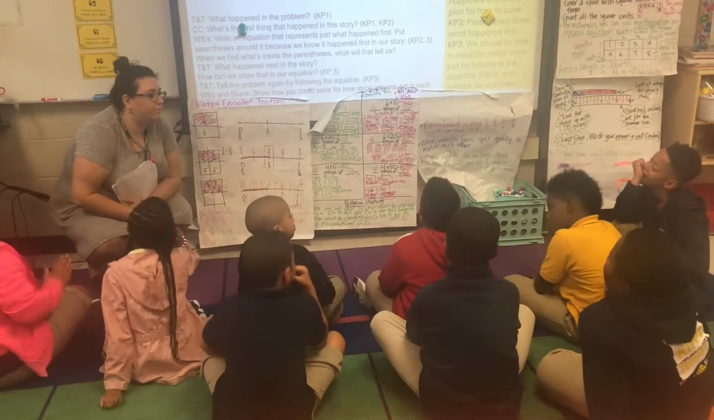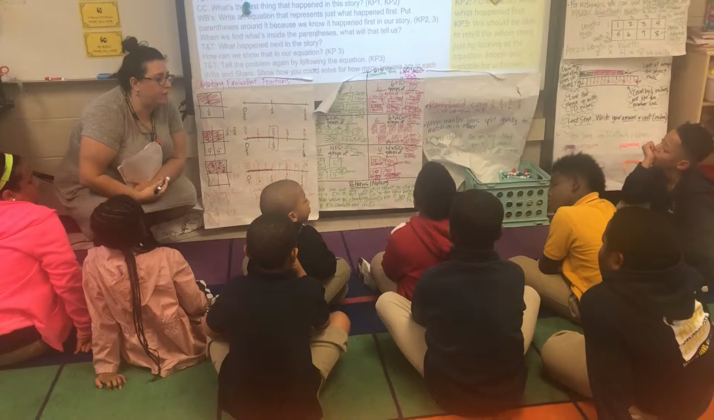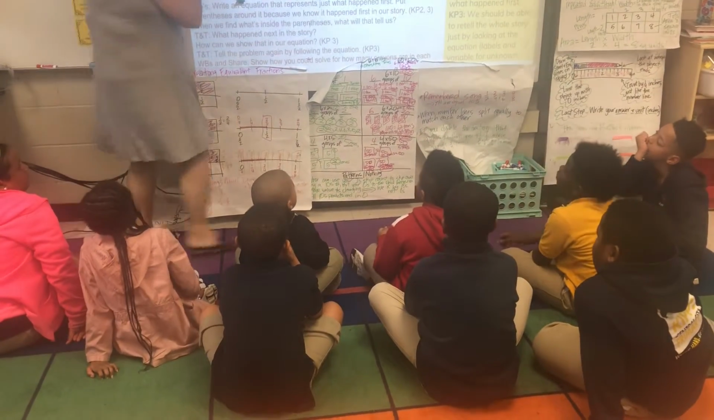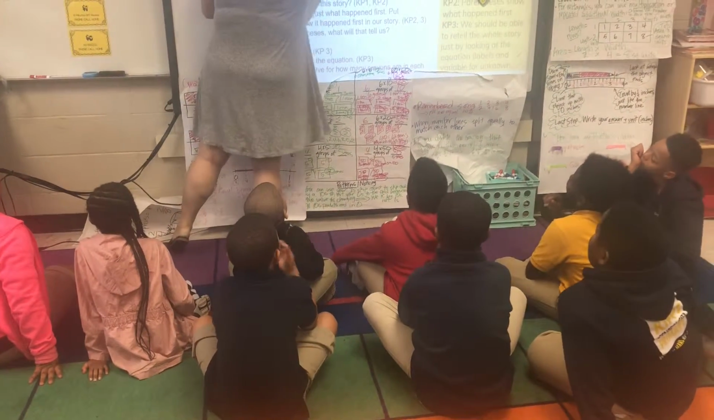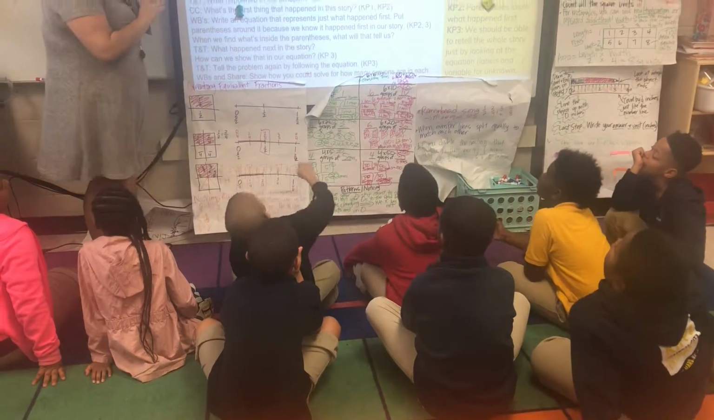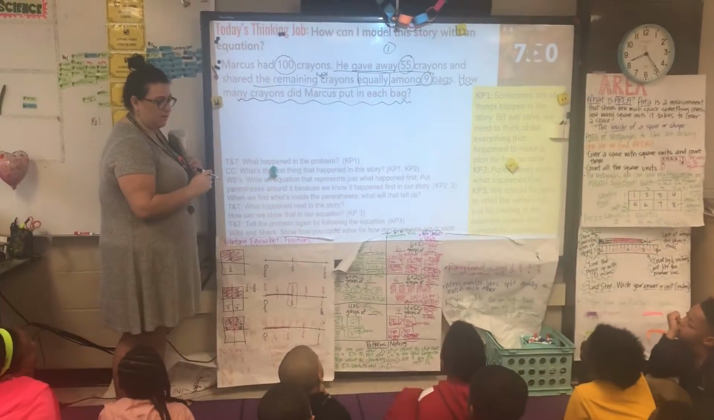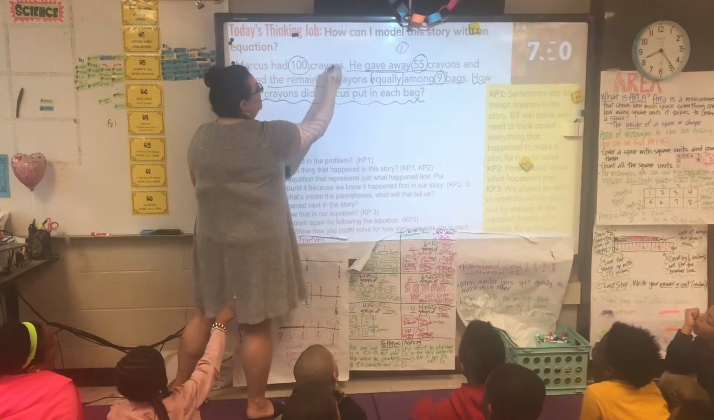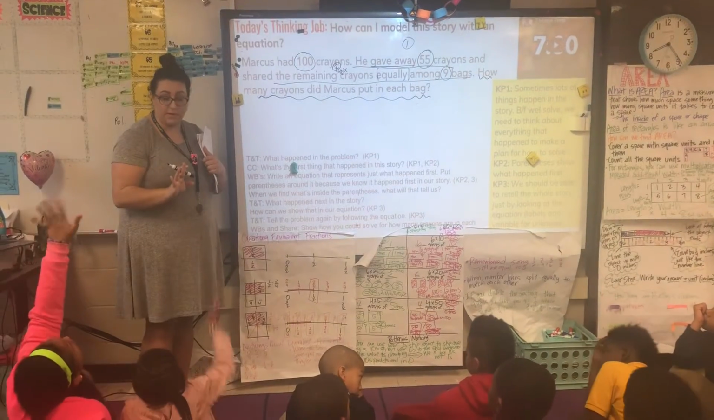Track Ronaldo. What are the two things that happened in the story, Ronaldo? Okay. He gave away 55 crayons, and then he split them equally. Great.